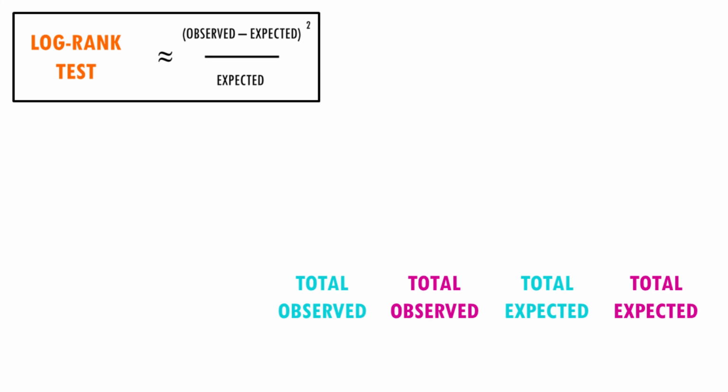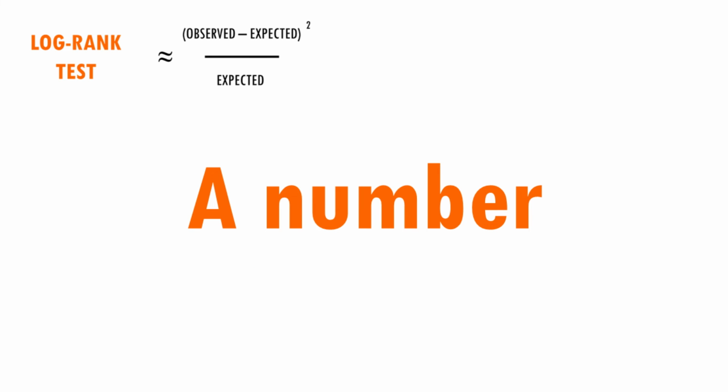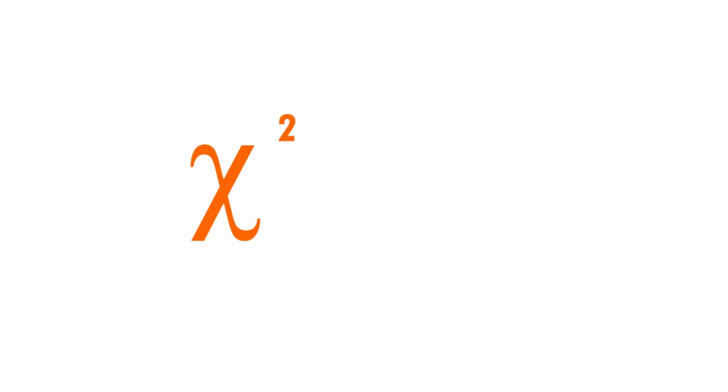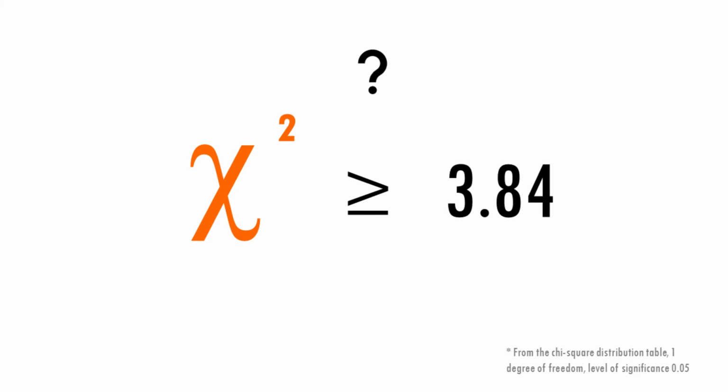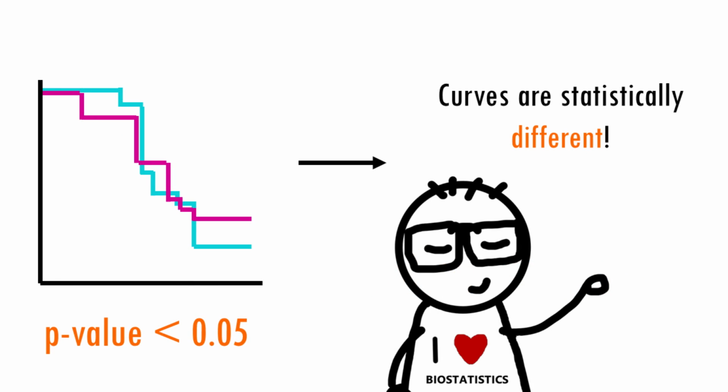And once we sum those two values, we get a number. And this is the number the log rank test will return. And it is basically a chi-square statistic. So what do we do with this chi-square statistic? Well, we go to our chi-square table, and depending on our level of significance, for example 0.05, and our degrees of freedom, which depends on our scenario, in this case it's only 1, then we can see if our results are statistically significant or not.